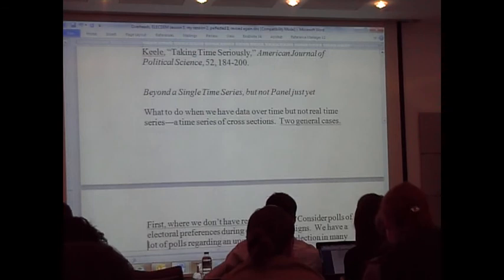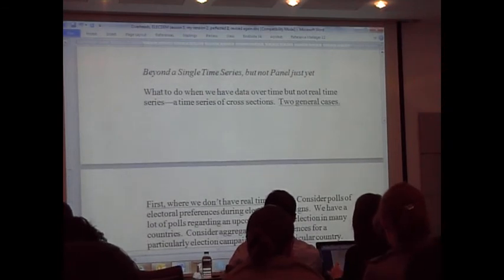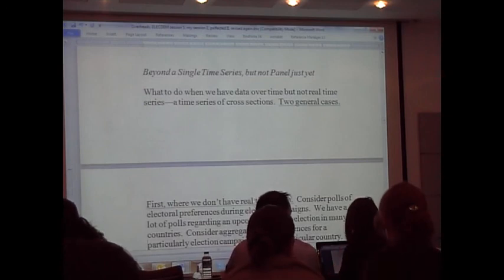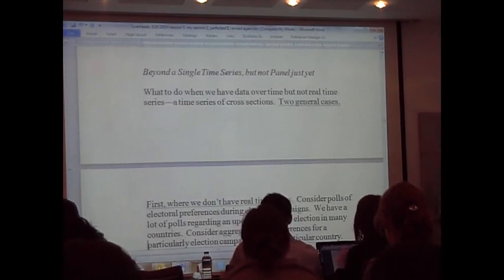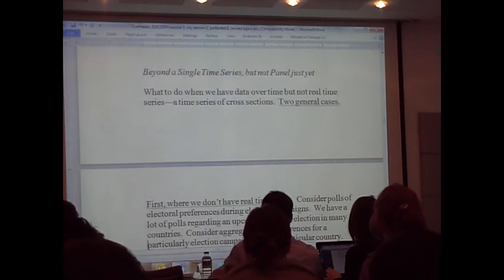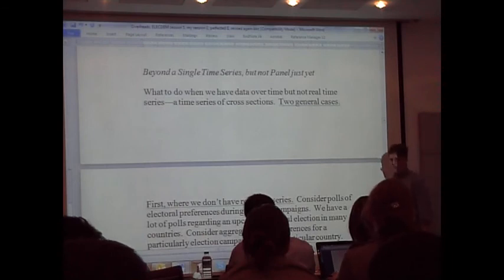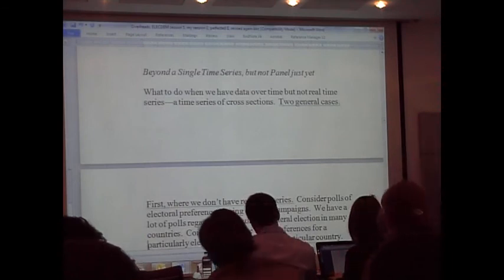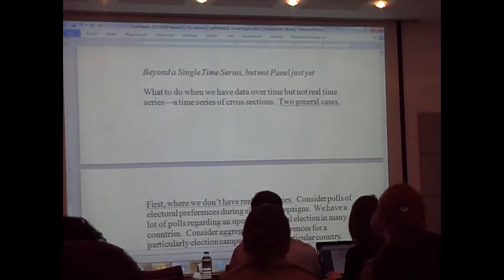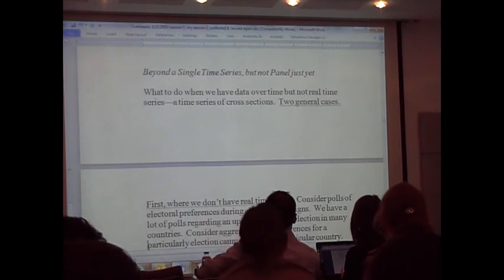So what are we going to do now? We're going beyond a single time series, but not quite to a panel or a time series cross-section just yet. What if you have a time series of cross sections? This is not uncommon. It came up in the discussion in the Marco sessions as well. When you have repeated cross section data, you don't have the same respondents over time.